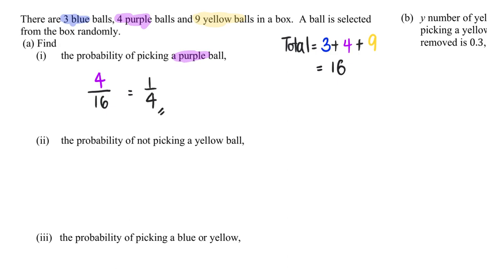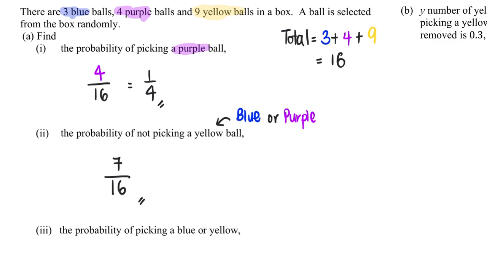The probability of not picking a yellow ball means that we are going to pick either the blue or the purple. So in this case, there is 3 blue, 4 purple, total 7 out of 16. And that is the simplest form. That's the probability.